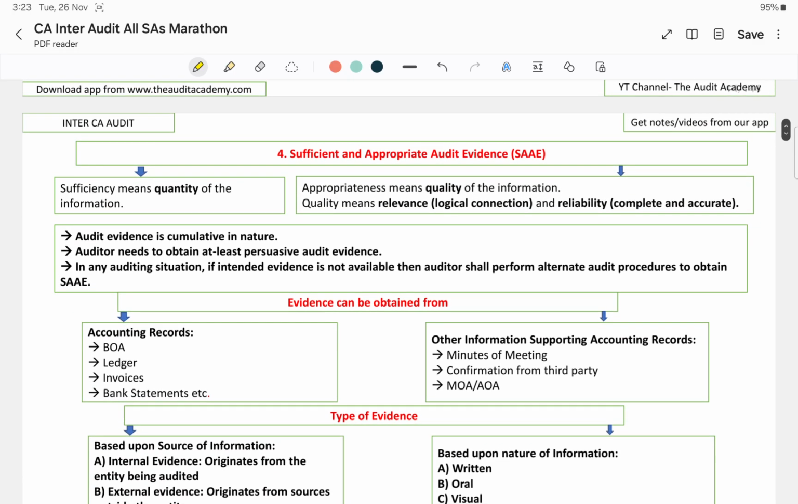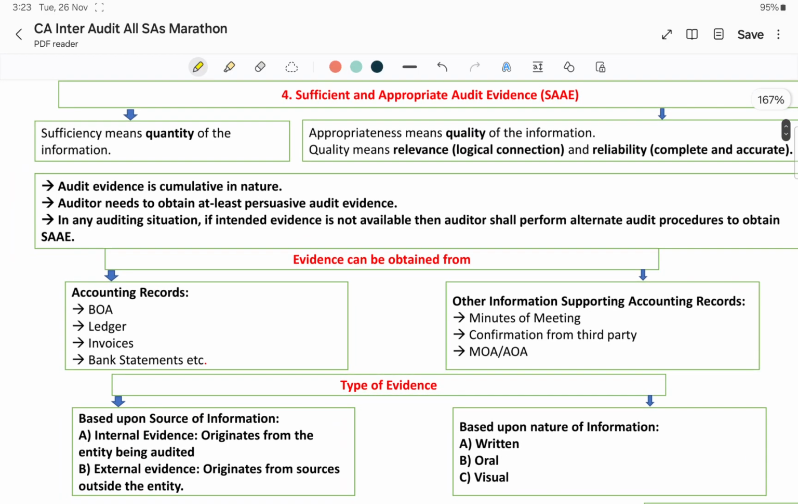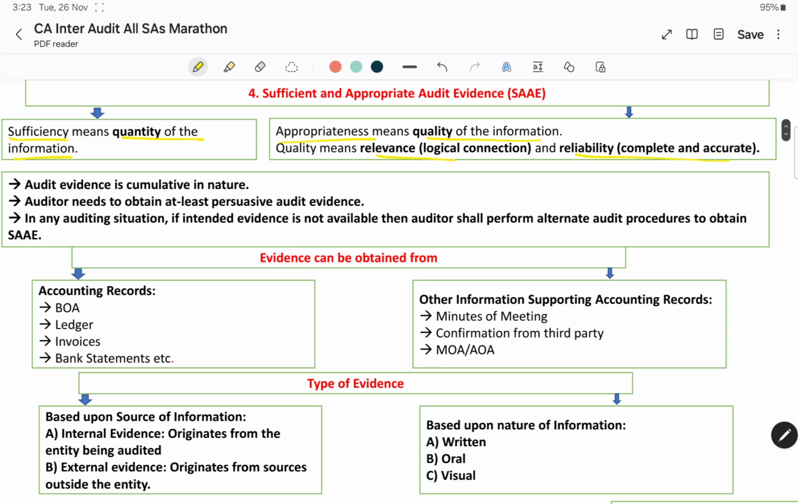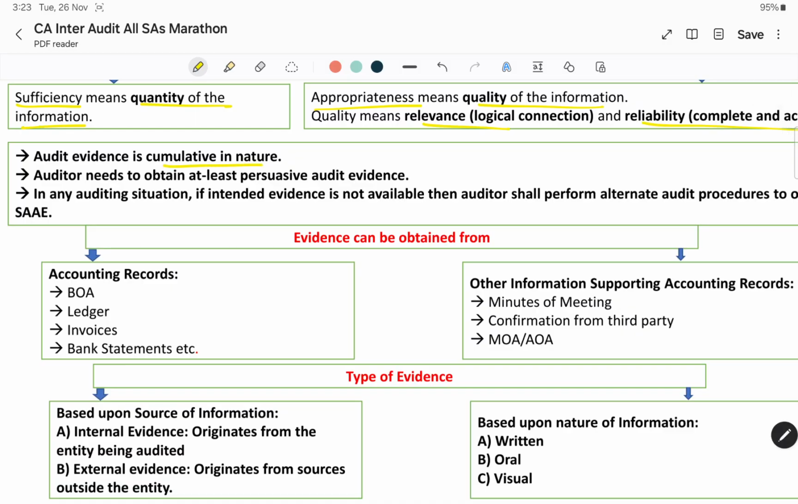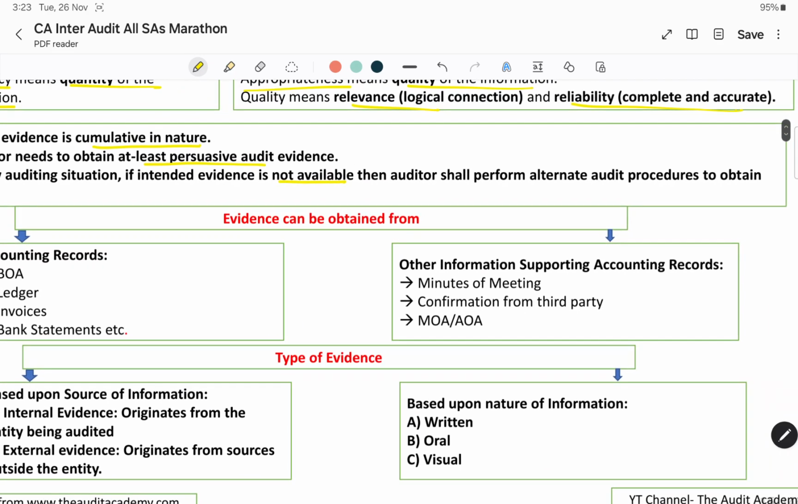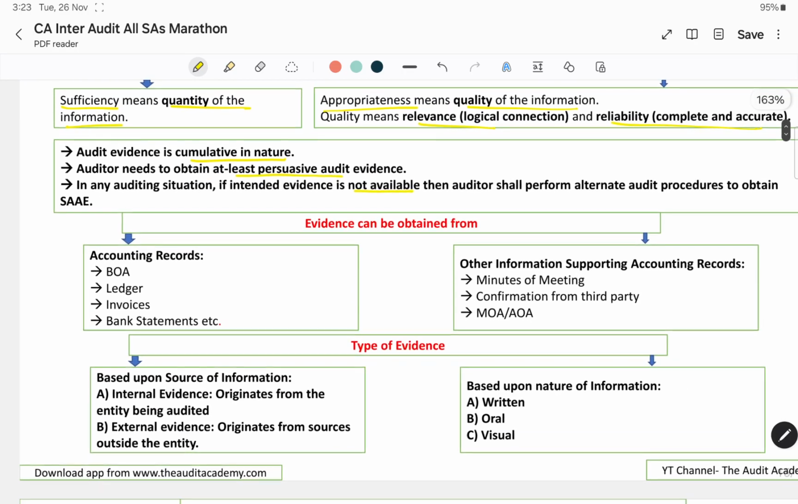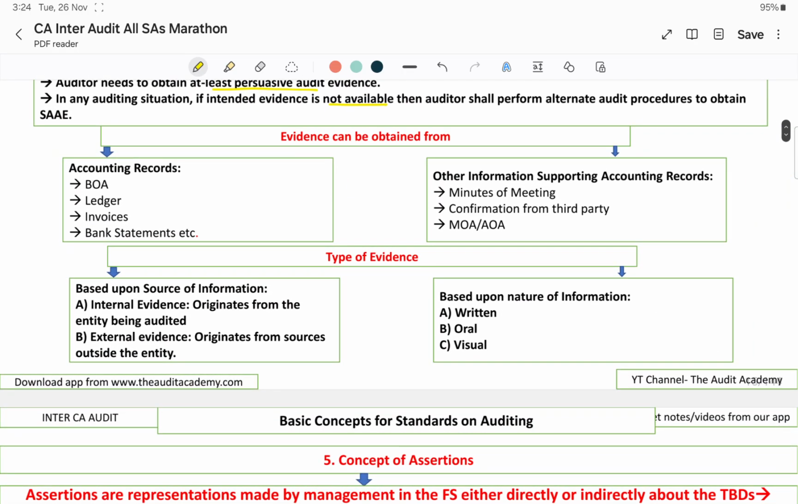Okay. Fourth is sufficient and appropriate audit evidence. Sufficiency means quantity of the information and appropriateness means quality of the information. Quality means relevance, logical connection, and reliability means complete and accurate. Audit evidence is cumulative in nature. Auditor needs to obtain at least persuasive audit evidence. In any auditing situation, if intended evidence is not available, then auditor shall perform the alternate audit procedure to obtain the sufficient appropriate audit evidence.